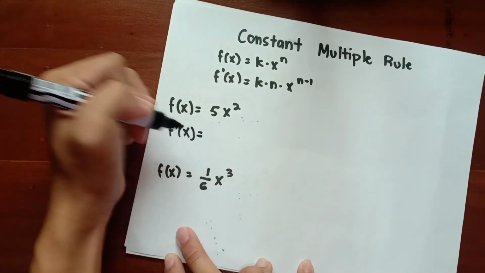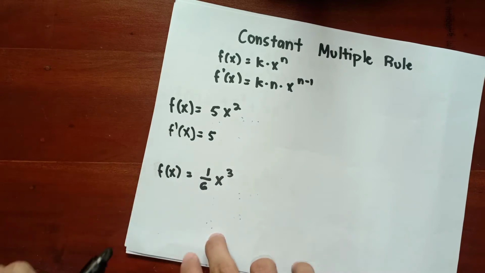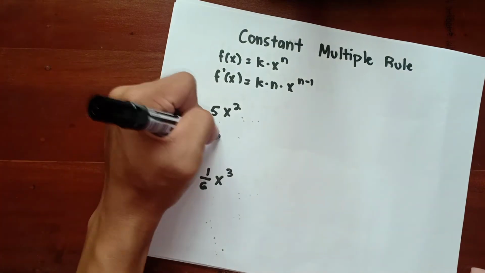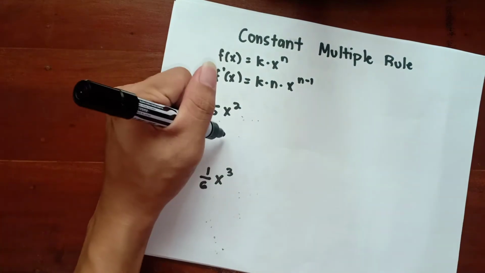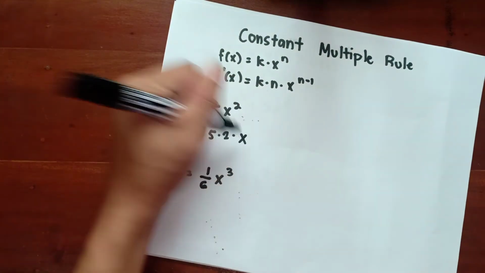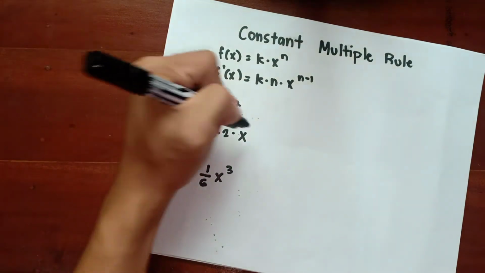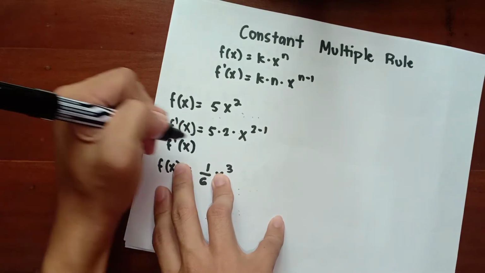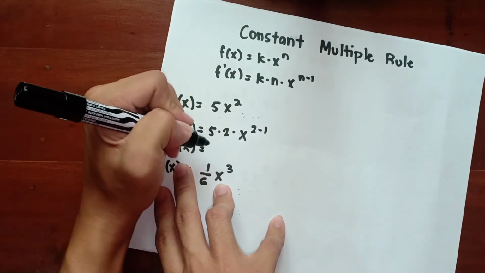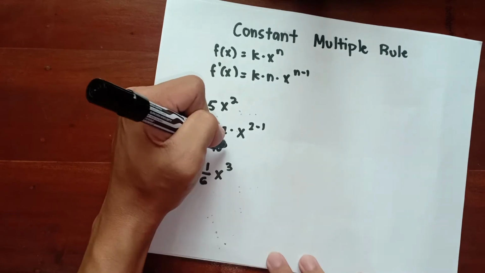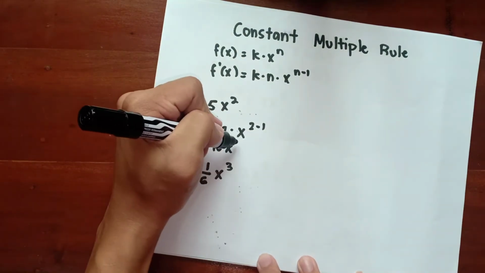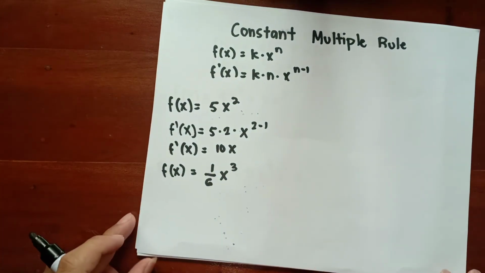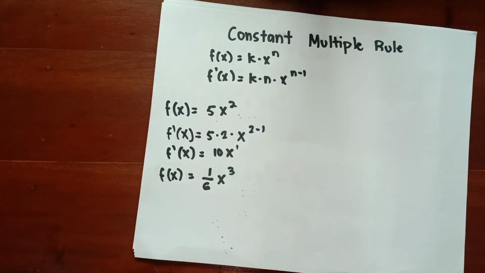F prime of x is equal to the constant in front of x multiplied by n, which is 2, multiplied by the variable x raised to 2 minus 1. So, just a simple example of this: 5 multiplied by 2 is 10. x raised to 2 minus 1 is just 1. So the derivative of f of x equals 5x squared is 10x.